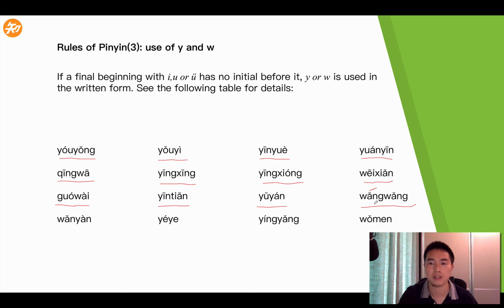Okay, read after me one more time. 往往. Okay, the next one. 晚宴，爷爷，营养，我们。Okay, this is the use of initial Y and initial W.